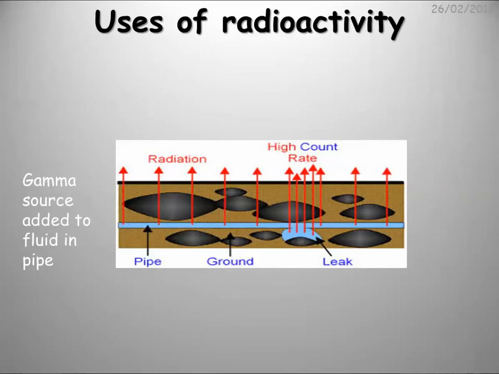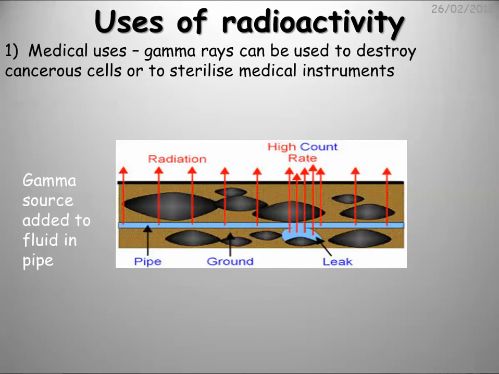Uses of radioactivity. We can use radioactivity in medical uses, and one common use is gamma rays are used to destroy cancerous cells or sterilize medical instruments. Make sure that you at least know one of those uses. I mean, it's quite handy.